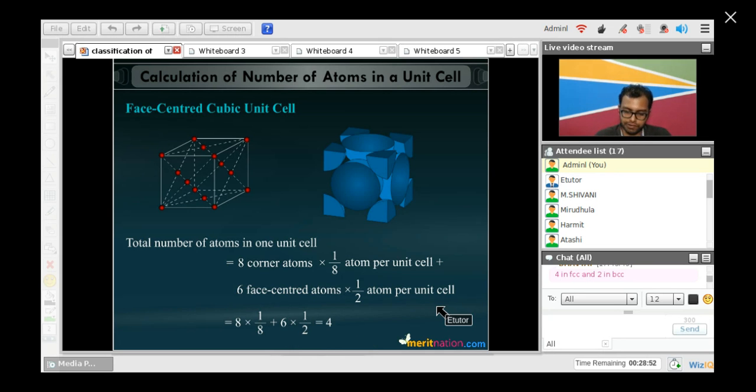So you can always remember it. If you are considering the face centered cubic unit cell, then the number of atoms contributed inside one unit cell is 4, right?